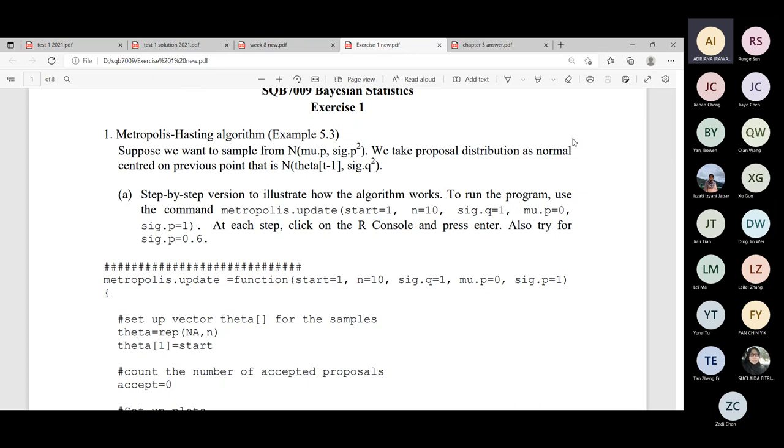If we want to put your mu p and sigma p, sigma p is actually your variance. So you can put your mu p and sigma p as 0 and 1. The point here is that at each step, you have to click on the R console and press enter.